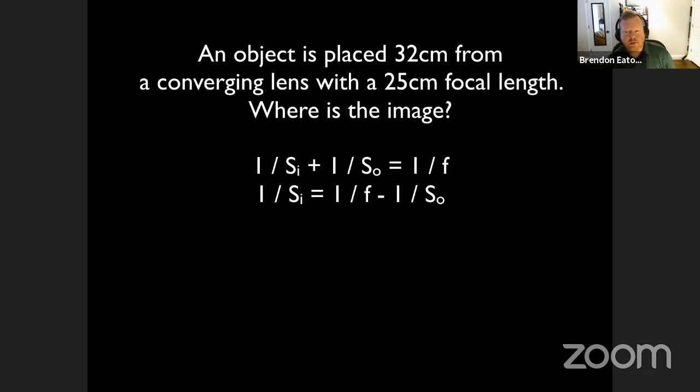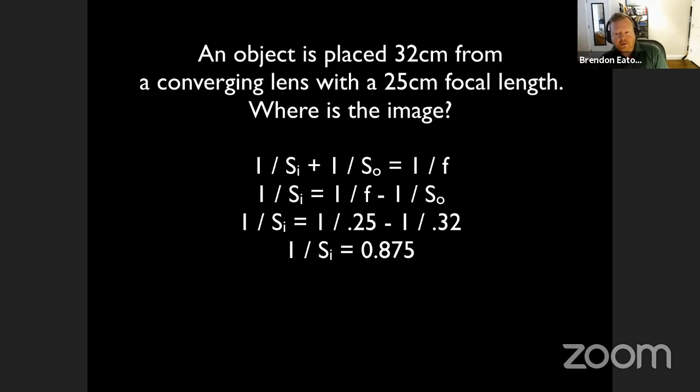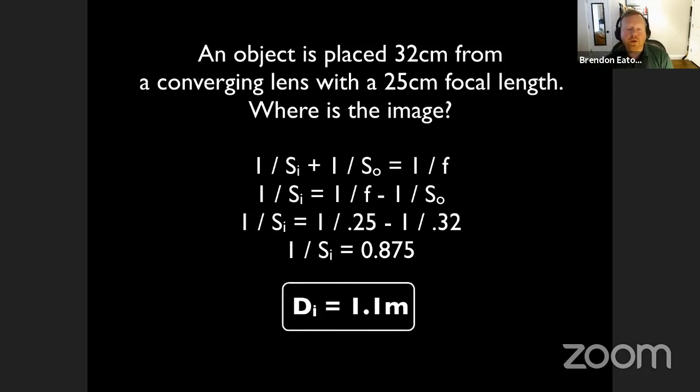That's the image distance. So just some quick algebra, I just moved 1 over SO to the right-hand side of that equation. Once we get to that point, we can go ahead and plug in the focal length, which is 0.25. Remember, that needs to be in meters. And we also plug in the object distance, which is 0.32. So putting that in the calculator, as you see it on the screen, gives you 1 over SI, which is the distance to the image, is equal to 0.875. Now, to get the final answer, we need to take the inverse of both sides of that equation, and that gives us a distance to the image of 1.1 meters.